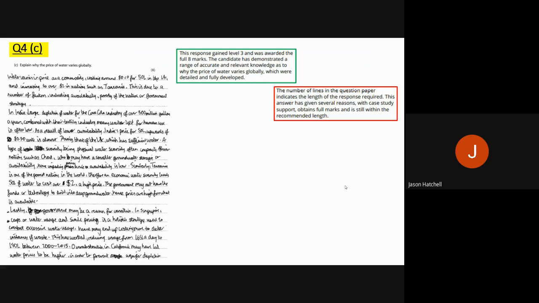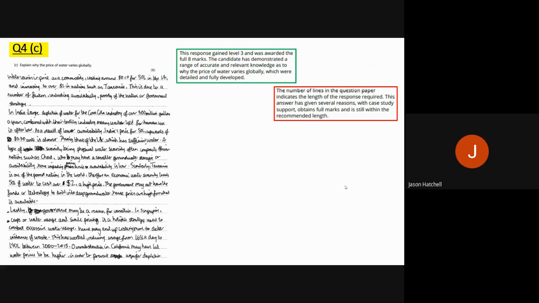Then the candidate goes through Coca-Cola as an example, how they use water and how that affects the price of water. It talks about water scarcity on the map. It talks about Chad and how that has a high water scarcity. It talks about Tanzania again and how that has a high water scarcity. And it talks about how the government may not have the funds or technology to drill deep underground to get that extraction of water, and therefore prices are higher. And then it finally talks about governance and how that can vary the price of water.